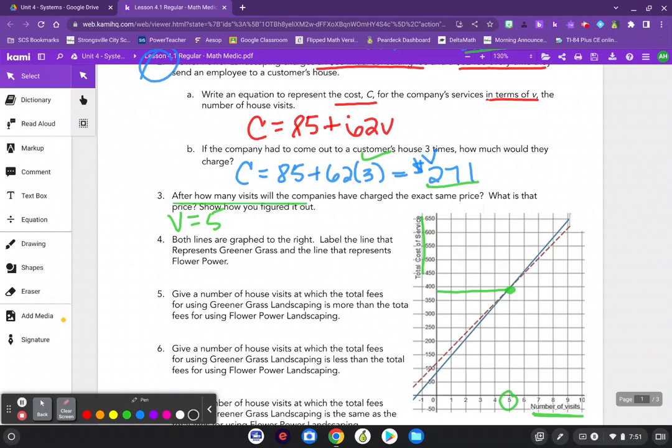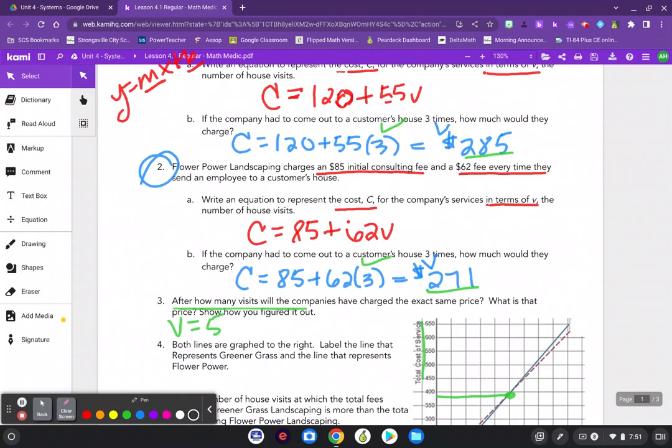But the other way that we could figure this out is I could take my equation for Greener Grass, and I could take my equation for Flower Power, and I could set them equal to each other, right? So I could say, well, when is 120 plus 55V going to equal 85 plus 62V? And if I solve that equation, if I subtract the 55V and subtract the 85 and divide, I'm going to get 5 visits, which matches my graph.